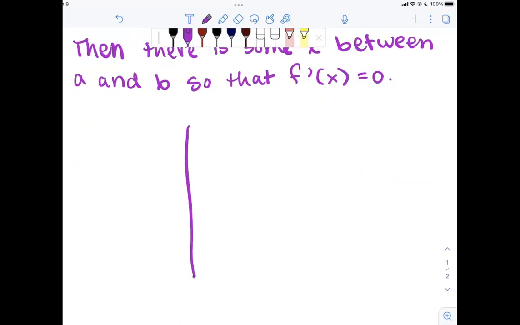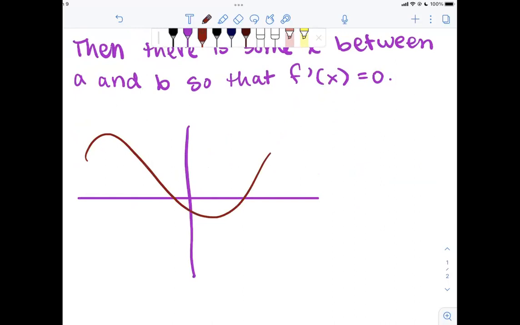So basically, here's a picture. We're going to have our graph. It's differentiable, and then we have 2 points, say here and here, where the value of the function is the same. Then there's some point between those 2 points where the derivative is 0, meaning the tangent line is horizontal. It makes sense because assuming the function is not constant, if it is constant, the derivative is 0 everywhere. But if it's not constant, then it's going to be either increasing or decreasing here. And then it has to start going the other way to come back to the same point. And when it does that, there's going to be a local minimum or maximum. And at that point, the derivative will be 0.